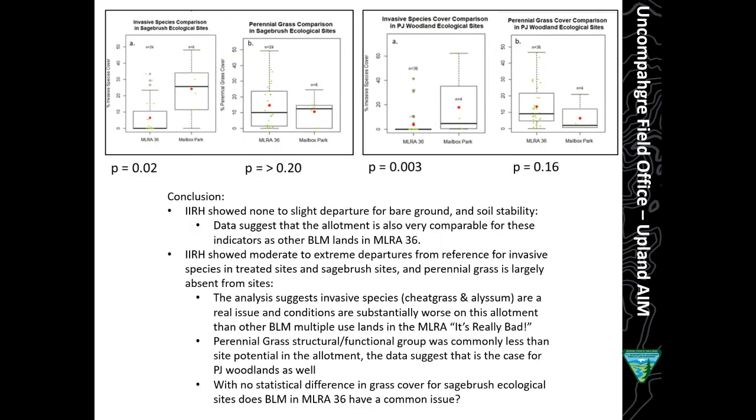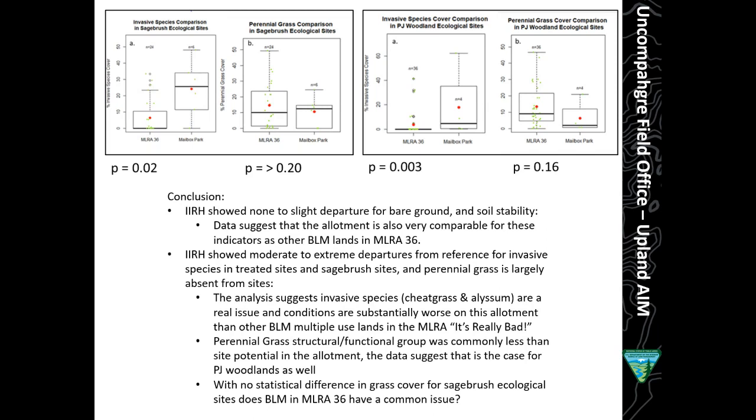And a big reason why that foliar cover is so different in sagebrush sites is because we have a significantly greater amount of invasive species in this particular allotment on sagebrush ecological sites than other sagebrush sites in the MLRA. Also, over there in the figure on the right, invasive species are also substantially worse in pinyon juniper woodland ecological sites than they are in other places in the MLRA.